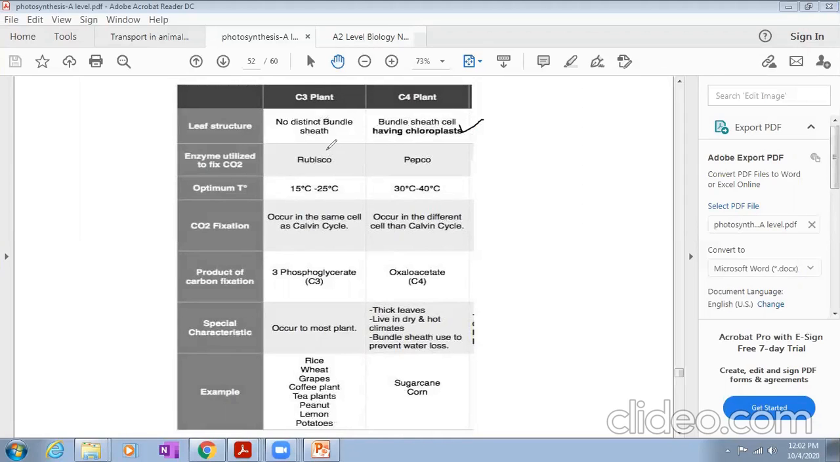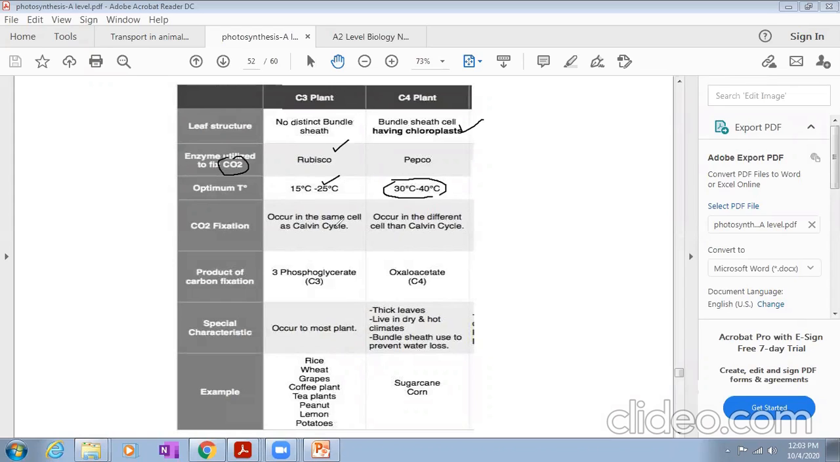C3 plants have the robust enzyme that is doing fixation of carbon dioxide. Am I clear? While C4 plants have what? PEP carboxylase enzyme. C4 plants have what? PEP carboxylase enzyme. Through PEP carboxylase, they are doing what? Fixation of carbon dioxide. Optimum temperature for C3 plants is 15 to 25, while C4 plants can survive at high temperature, 30 to 40 degrees Celsius.